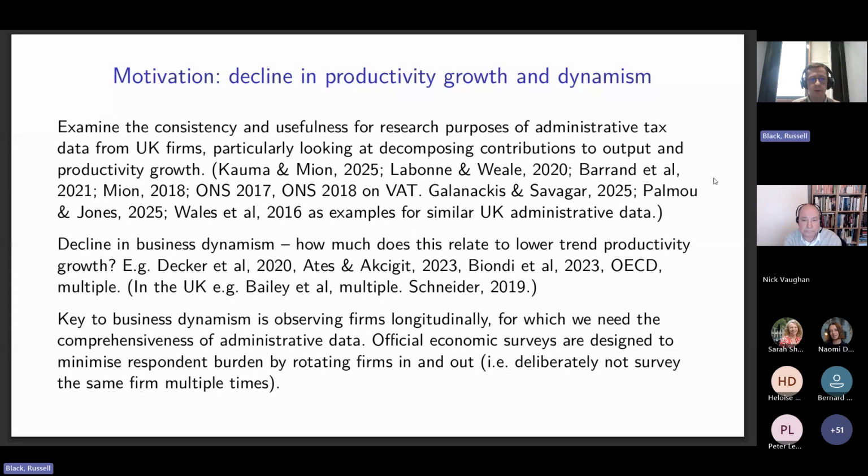Specifically today, I'm going to talk about how we can bring in a new data source, which is VAT data, to try and answer that question.